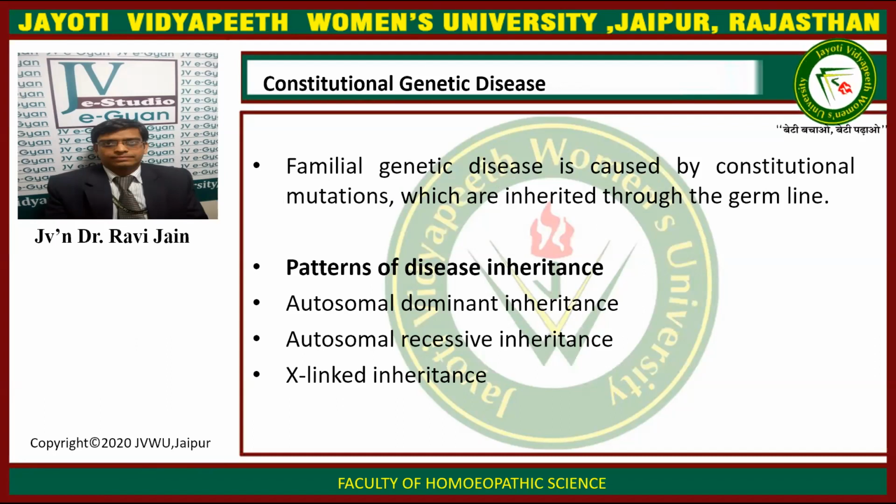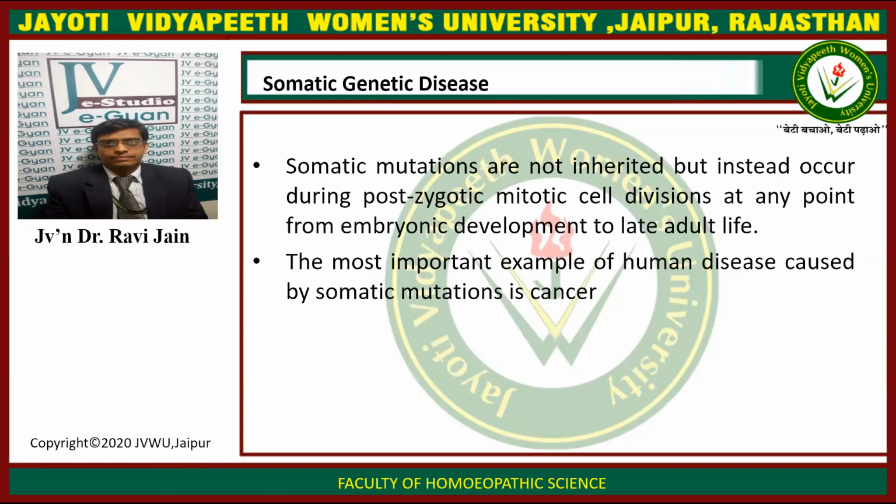Constitutional genetic diseases. Familial genetic diseases are caused by constitutional mutations which are inherited through the germline. The pattern of disease inheritance consists of autosomal dominant inheritance, autosomal recessive inheritance, and X-linked inheritance. So we have three types of disease inheritance: autosomal dominant, autosomal recessive, and X-linked.